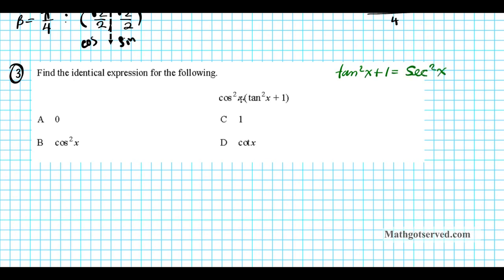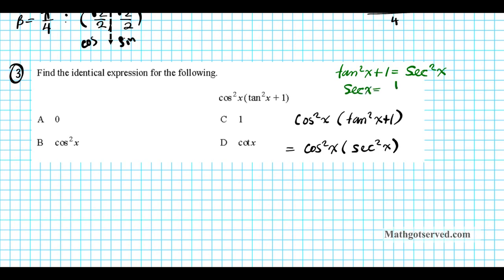So if I apply that here, I'm going to have cosine square x times tan square x plus 1 is equal to cosine square x. Now instead of tan square x plus 1, I'm going to write times secant square x, parenthesis. Now we're going to use another identity known as the reciprocal identity. If I apply the reciprocal identity to secant, what do I get? You recall that secant x is equal to 1 over cosine x.